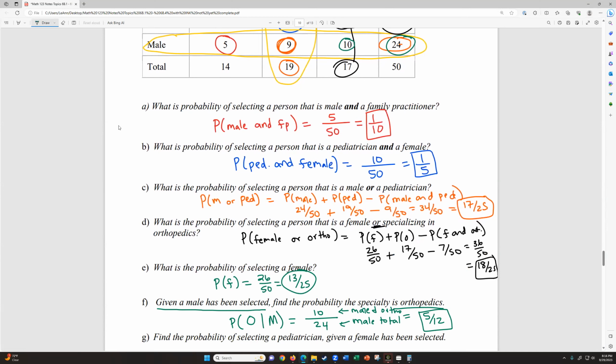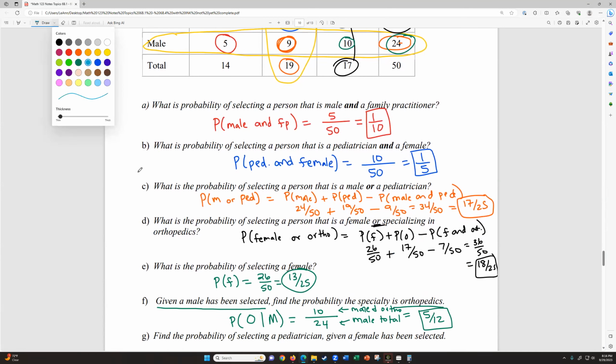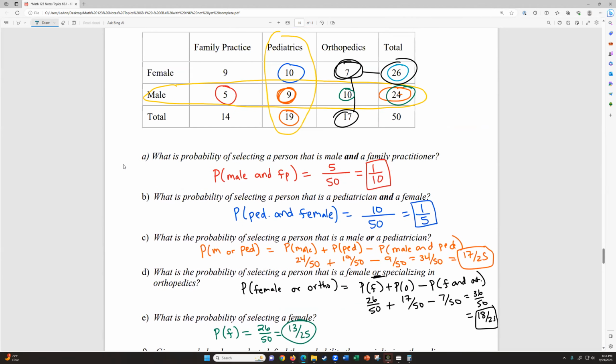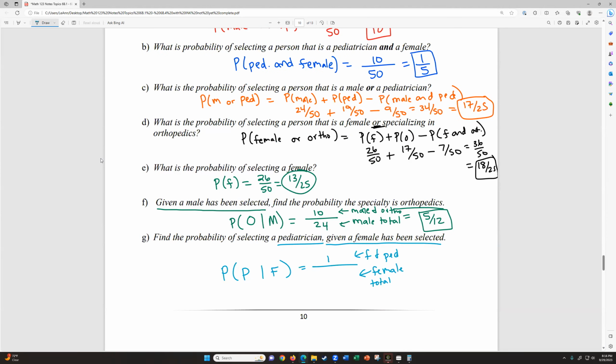Okay, let's do another one. Find the probability of selecting a pediatrician given that it is a female doctor. They've kind of changed the wording here, but the given part is female. Remember, that's what goes after the bar. So we're looking for a pediatrician given female. That means we can only use females as our total, and we'll want female and pediatrician on top. Female total was 26, pediatrician females was 10. So this would be 10 out of 26, which reduces by 2 to 5/13.